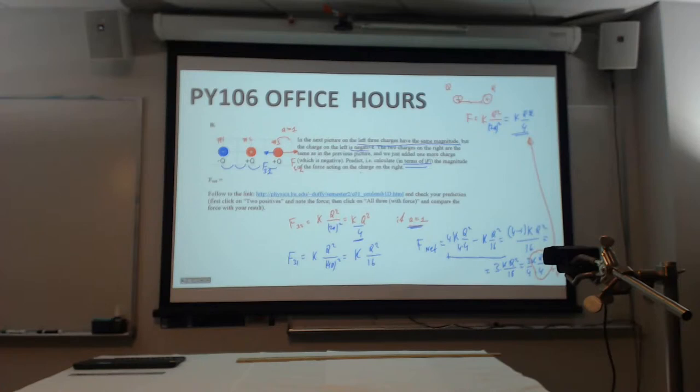Of course, you could have done it differently. You would calculate the ratio F net over F, which is equal to 3 over 16 kq squared, and this is kq squared over 4. And you have to finish the calculation. That will give you a number, a coefficient. What coefficient do you get from this calculation?